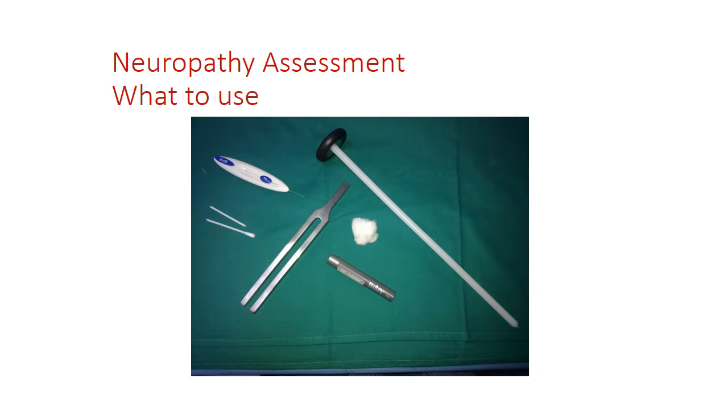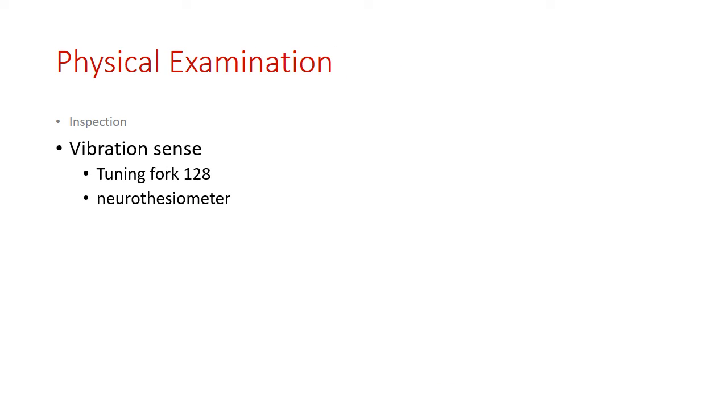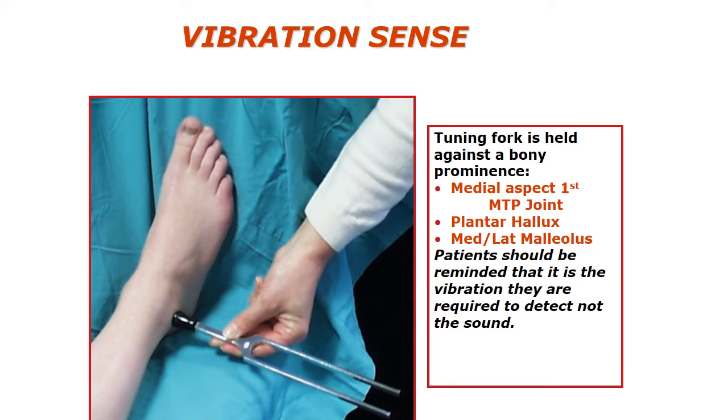What we are going to use to assess the patient, as we see here, these are our instruments for examining a patient with neuropathy. For neuropathy, first we look for the vibration sense. For vibration sense, we use a 128 tuning fork, and we can use an instrument called the neurothesiometer. For the tuning fork, this is different from the one we use in the hearing test. This is 128.